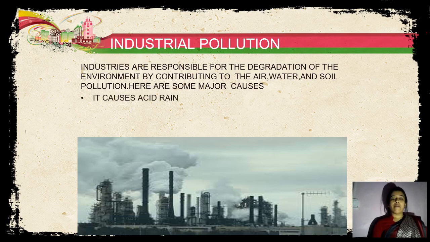Sulfur dioxide, carbon monoxide, nitrous oxide, carbon dioxide, dust and smoke emitted by thermal power plants, oil refineries and the paper industry pollute the air and increase temperature, and that is why sometimes it causes acid rain. Our next effect is that it also causes water pollution.